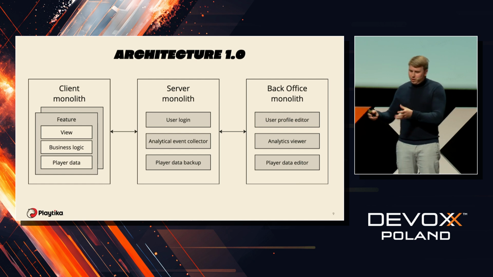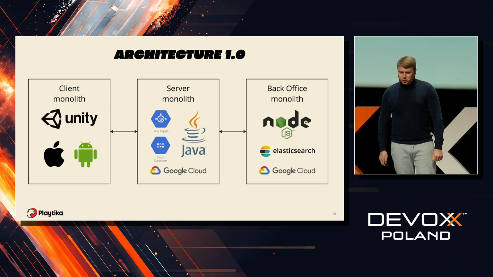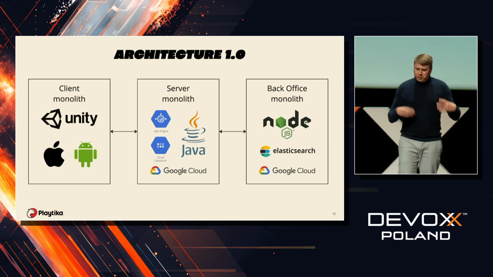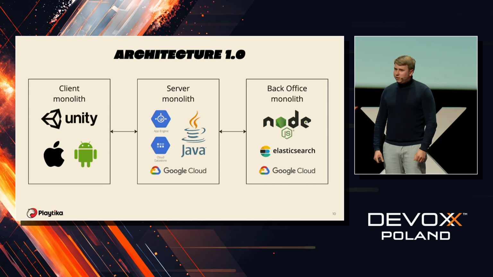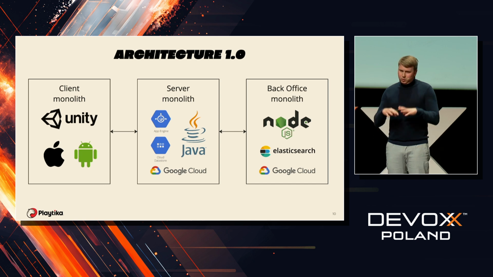And the back office allows us to view the data we have on the server. The technology stack is the following. We have Unity, a cross-platform framework for developing mobile games. We write it in C#, and we can build it for iOS and for Android.